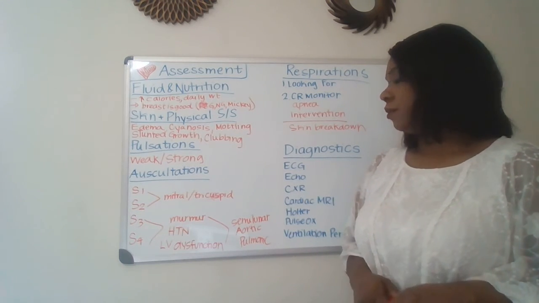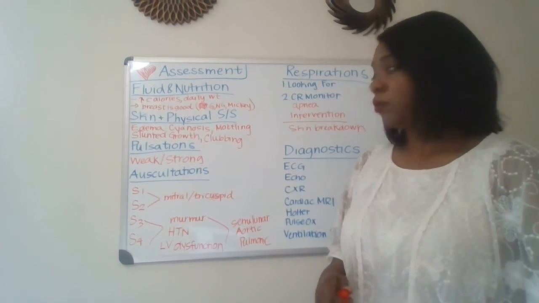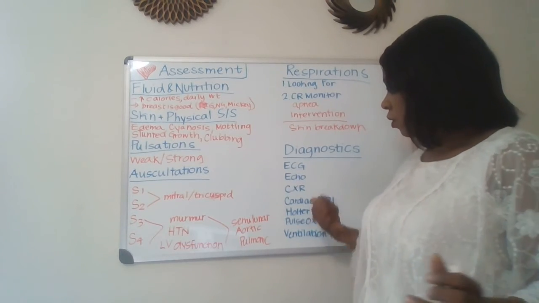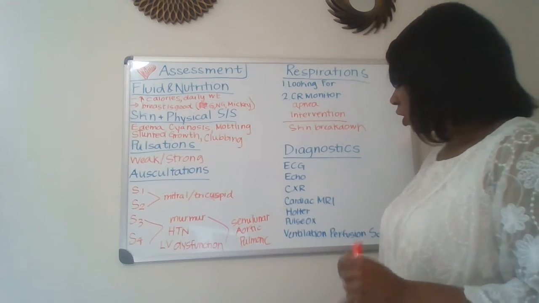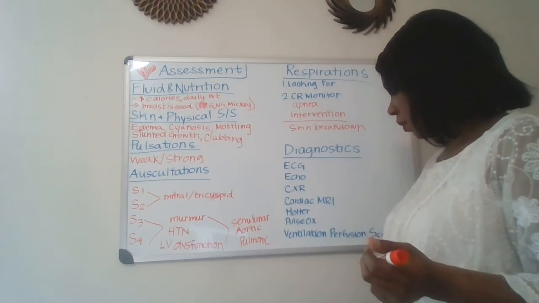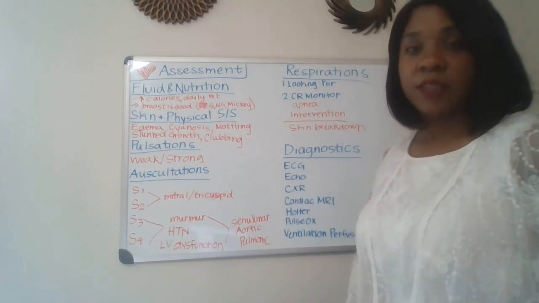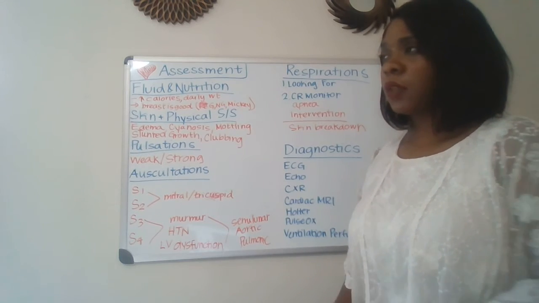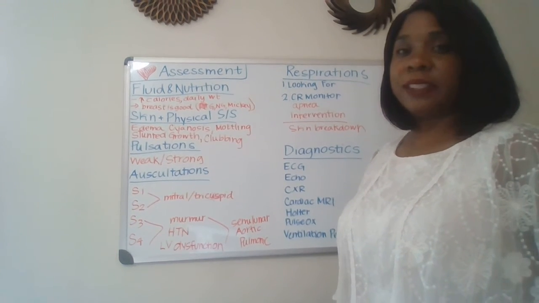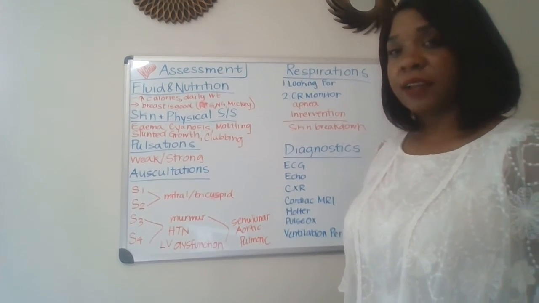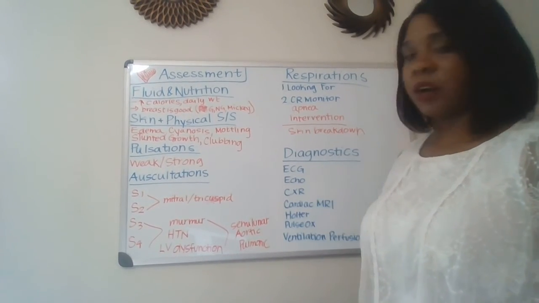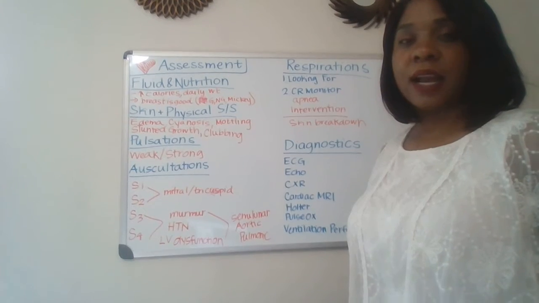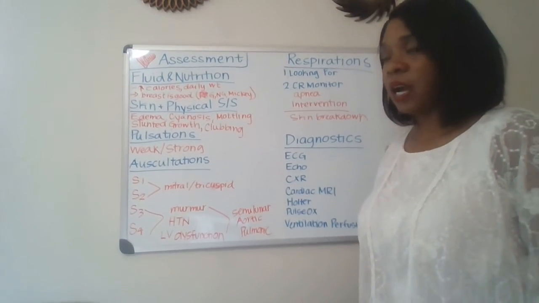Diagnostic equipment that's used are ECGs, an echo, chest x-ray, cardiac MRI, Holter, pulse ox, and ventilation perfusion scan. Now, I'm going to go into detail on other, more specified equipment. These are just a few of the diagnostic equipment that they use in the hospital.